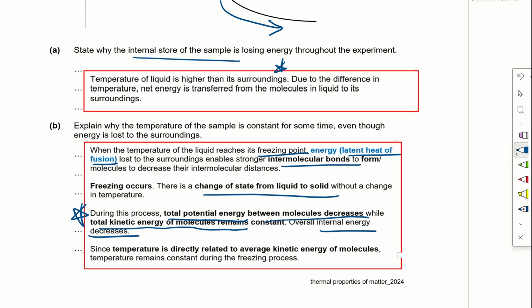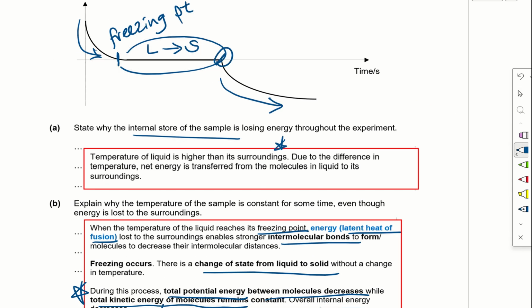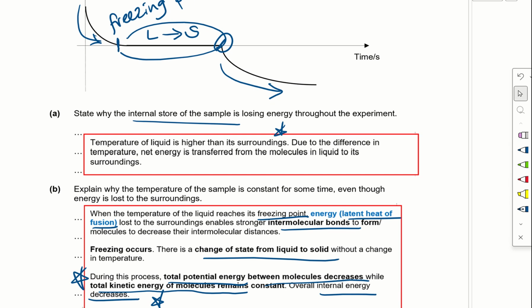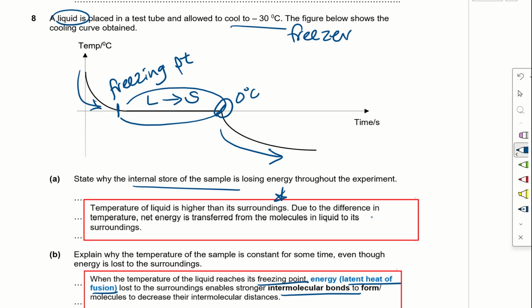Okay, next, since temperature is directly related to average kinetic energy of the molecules, temperature remains constant during the freezing process. It is only after all the liquid has been converted to the solid state that the temperature will continue to decrease, because, let's say this is 0 degrees, it is still higher than the freezer's temperature of negative 30 degrees.